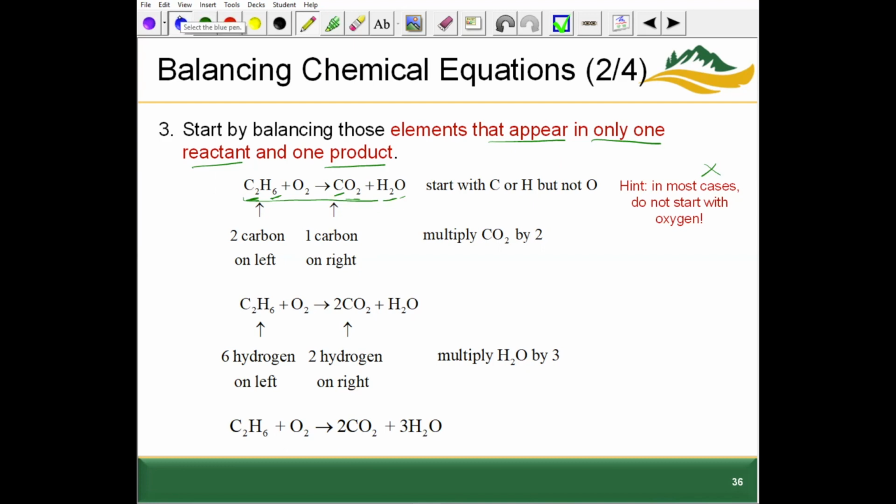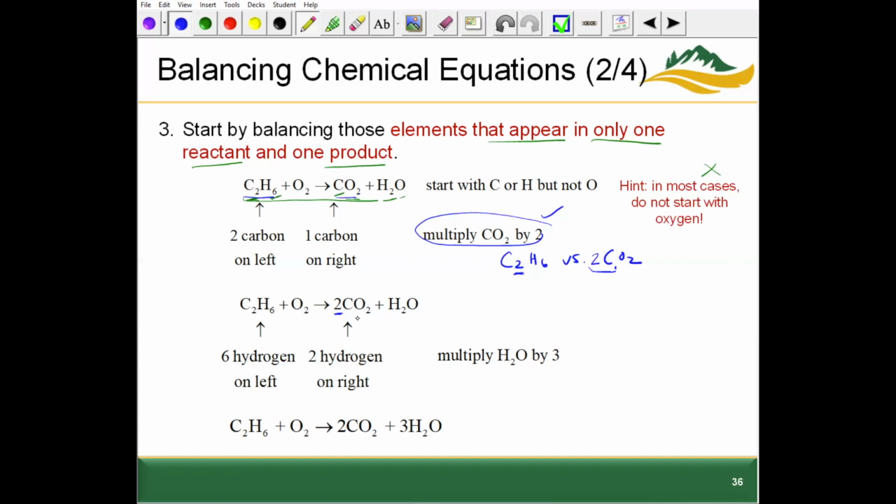If we're going to start with carbon, for example, comparing C2H6 to CO2, there are 2 carbon atoms here and only 1 here. So step 3 would tell us to multiply this coefficient by 2. So we have 2 carbons on this side and 2 carbons on this side. So we'd multiply CO2 by 2. Now notice we have this coefficient out front for carbon dioxide.